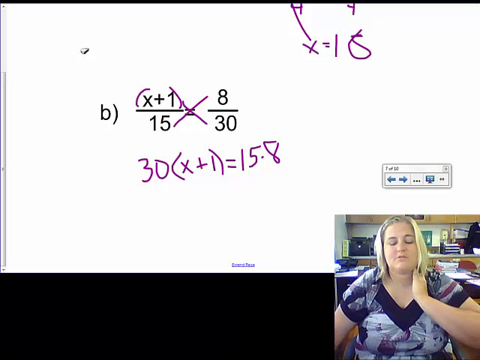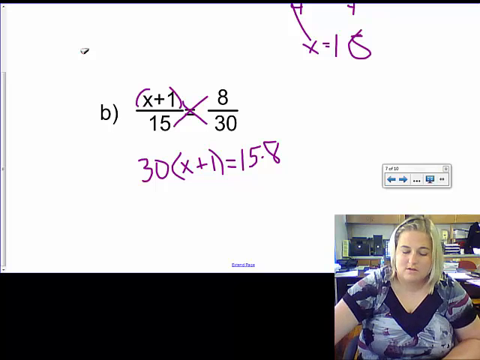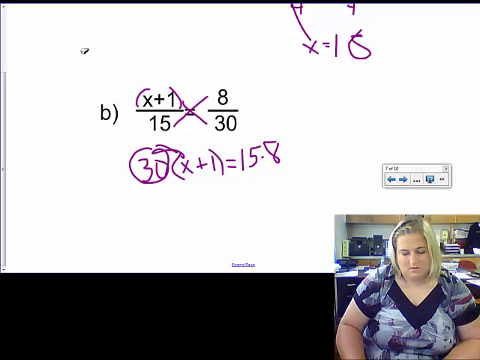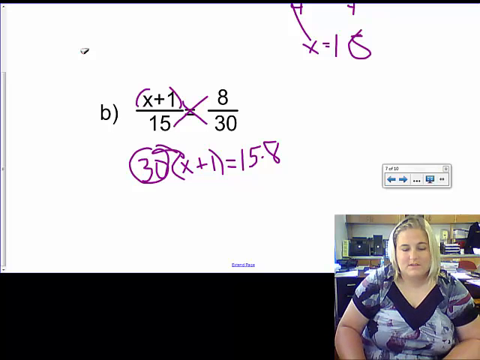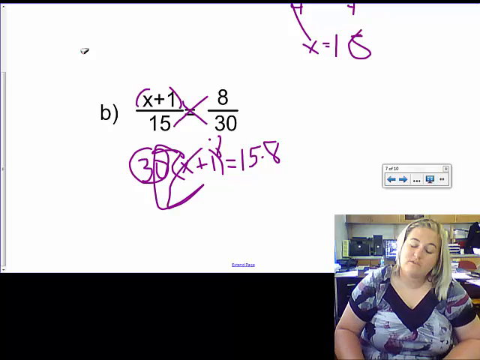Okay, so whenever we do this, I have 30, which I have to distribute to everything on the inside. I wish my pen was working right, because this is very difficult to do. Stop clicking. Stop.